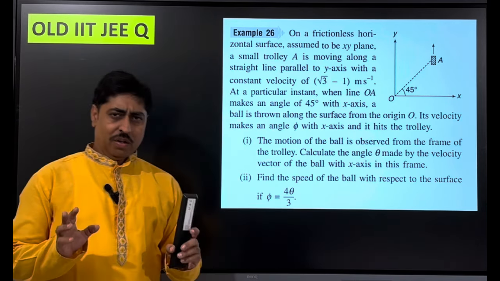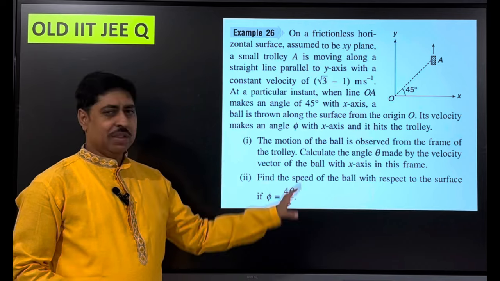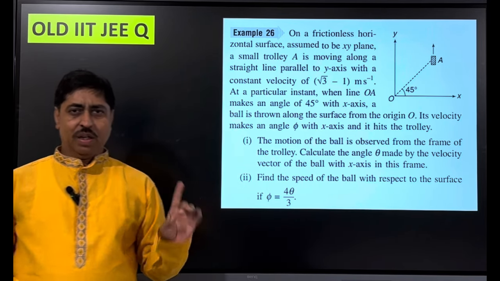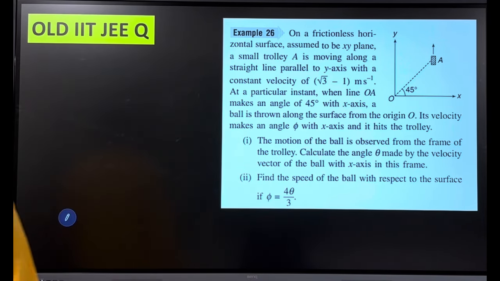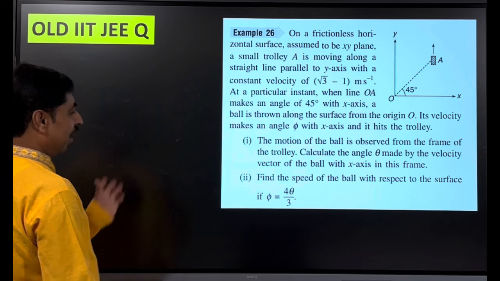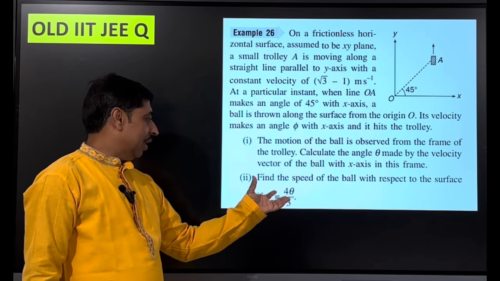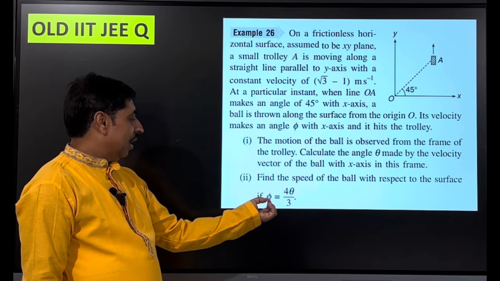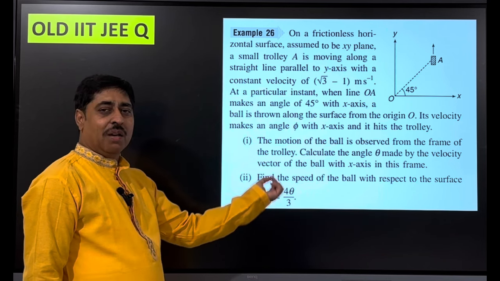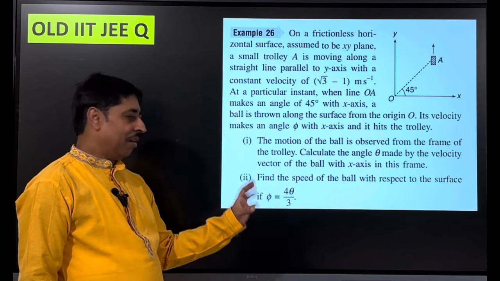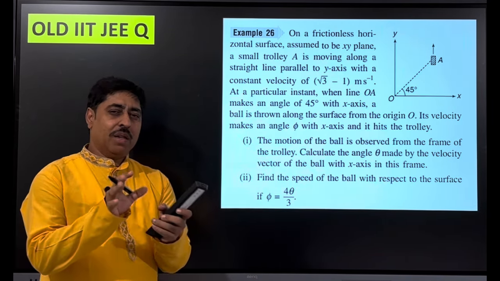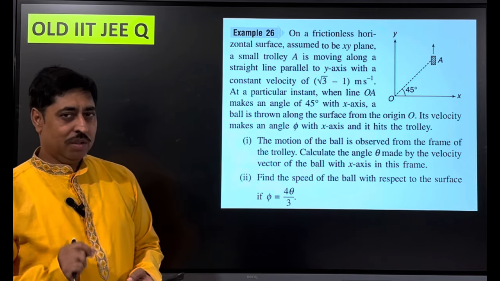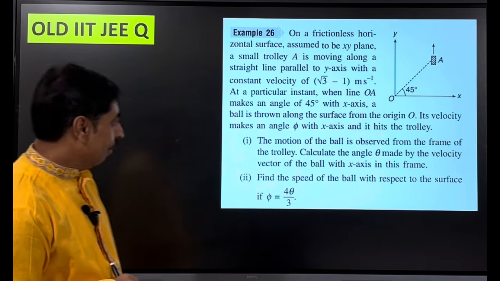If you have not tried this question earlier, please take a snapshot and give it a try. I am getting out of the screen, capture it properly, and I hope that you will be able to solve it. The question is pretty straightforward, but particularly the way that angle phi has been given as 4 theta by 3 makes it a bit confusing, though it is not. It is a very straightforward question.